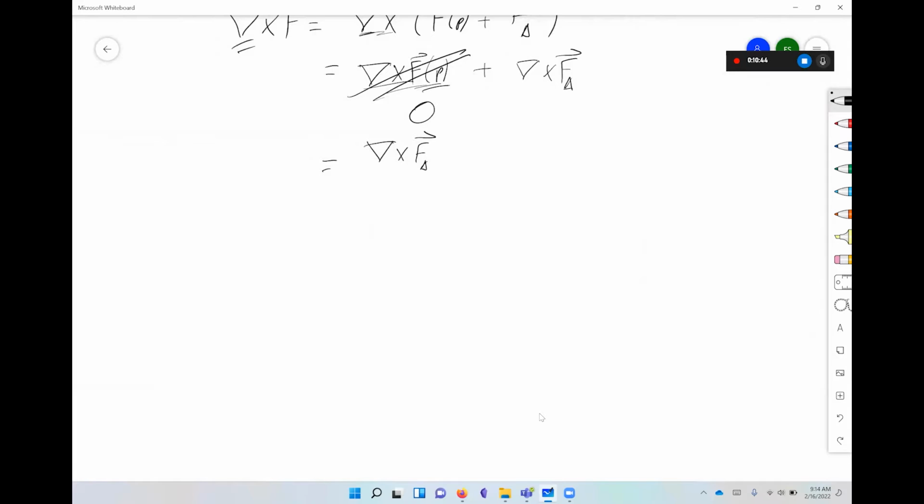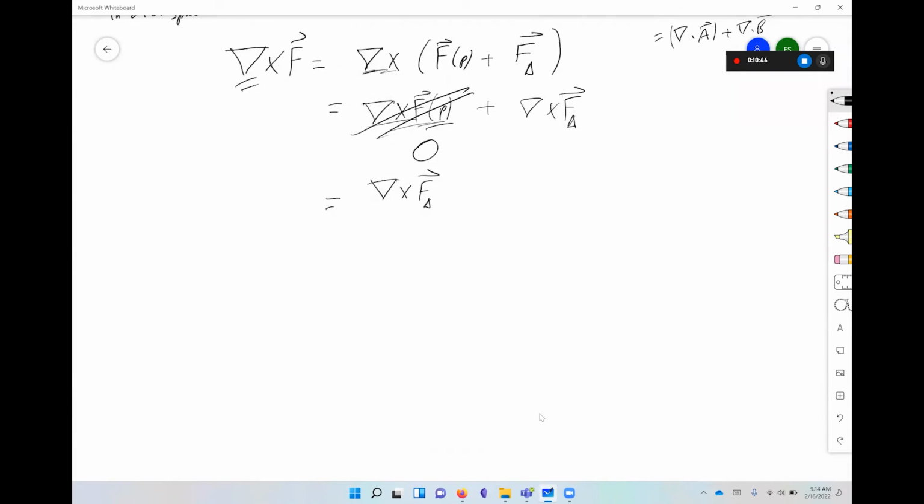So we can understand what the curl does by just looking at what the curl does to the infinitesimal changes in the field around the point P. So we have a point P, and at point P we have F of P, and then the curl gives us an understanding of what the infinitesimal changes of the field are around that point.